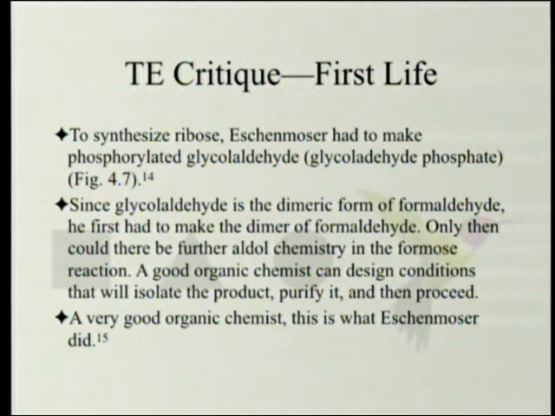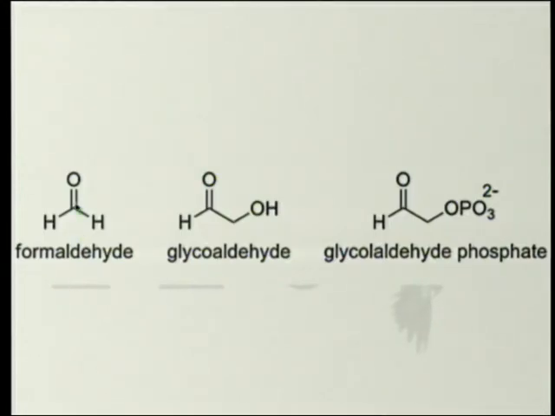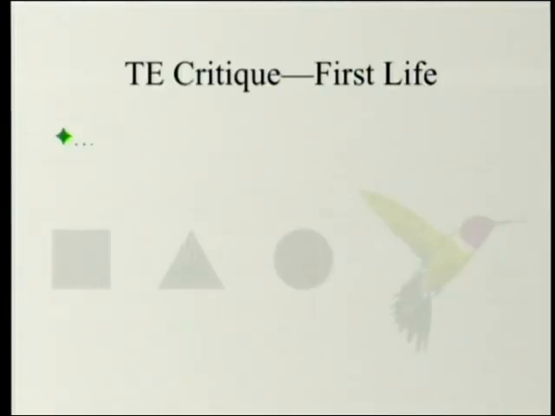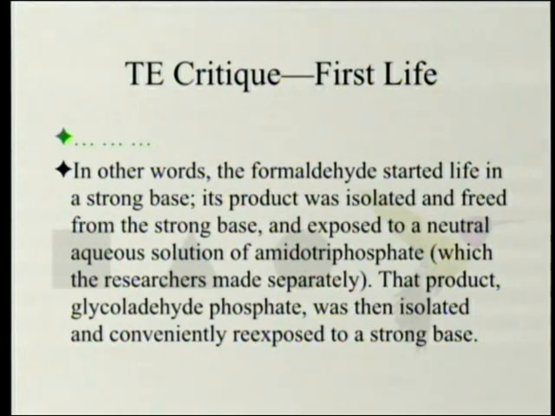So, first thing, he has to add formaldehyde to itself to give you glycoaldehyde. So he adds two of these, one to the next one, and you get something like that. And then you have to phosphorylate it at the end, which requires a different reaction. And then you have to start adding more formaldehyde. Skipping over a bunch of steps there.